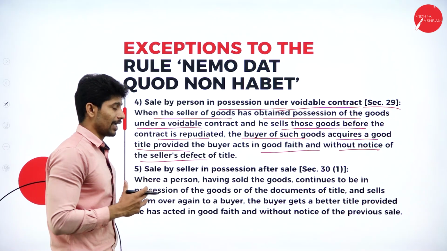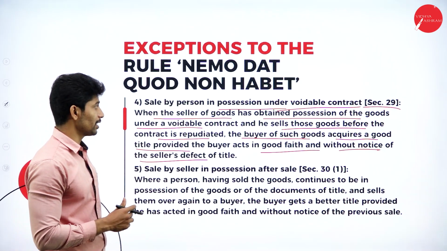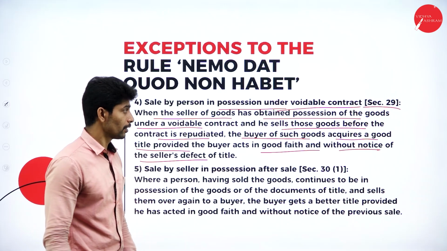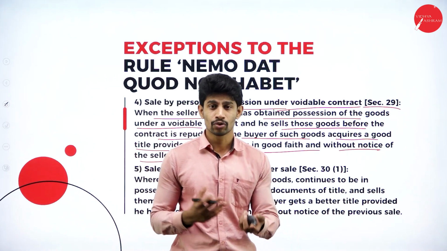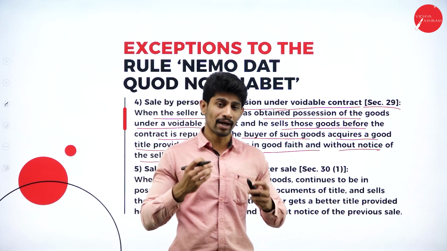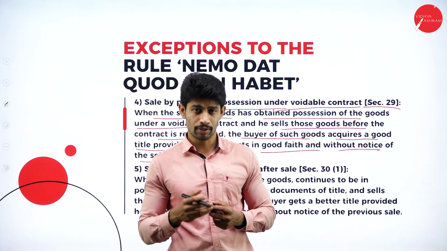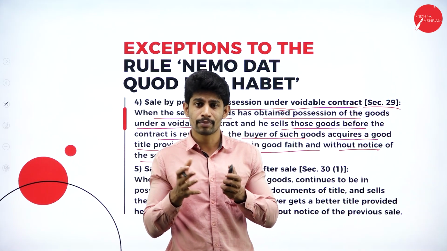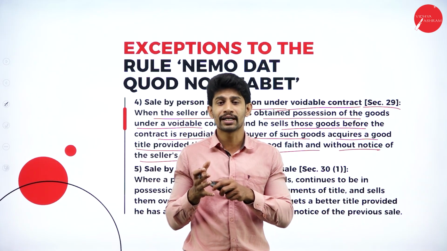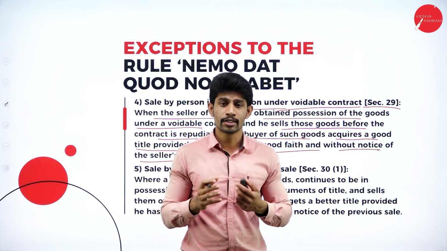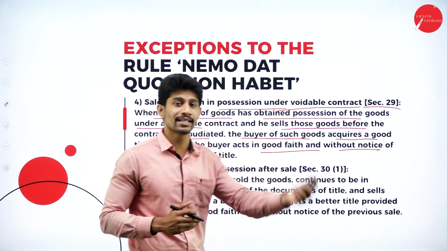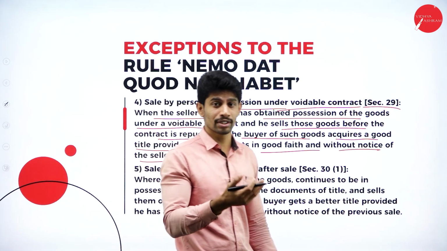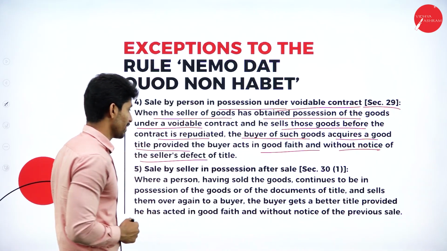So here, this is the case when the goods are sold by a person in possession under a voidable contract. If a person is in possession of the goods under the voidable contract, what is this voidable contract? It is a valid contract, but because of some default, it becomes a voidable contract. That means two parties came into a contract, but one party failed to fulfill the conditions of the contract, then it becomes a voidable contract. So at that time, the seller can sell the product to another party, and the other party will not have any right to question that seller. That's what section 29 says.